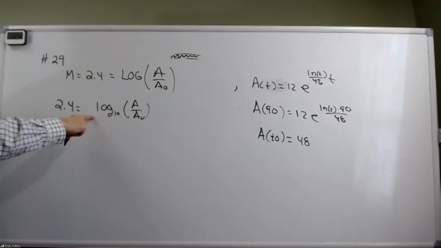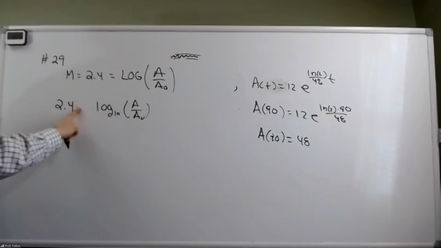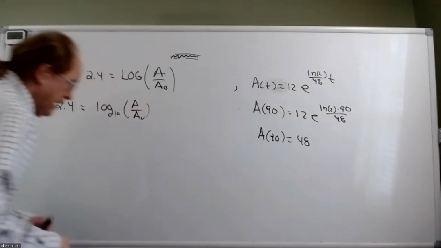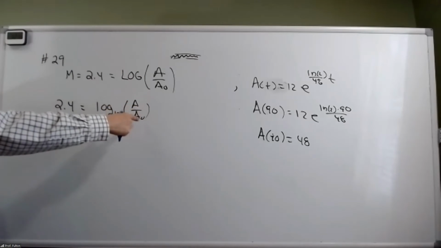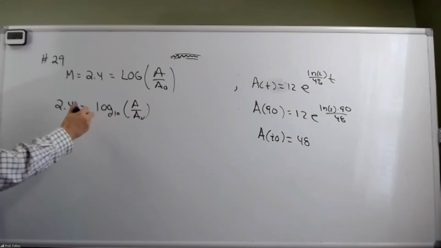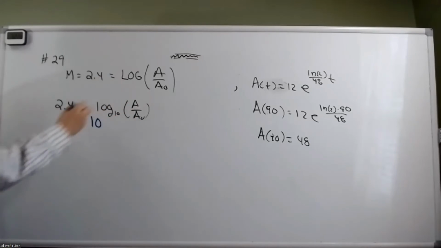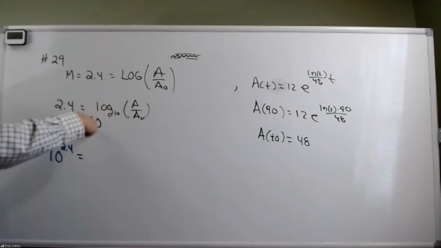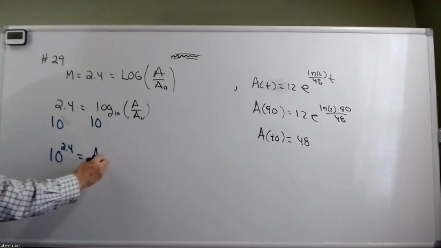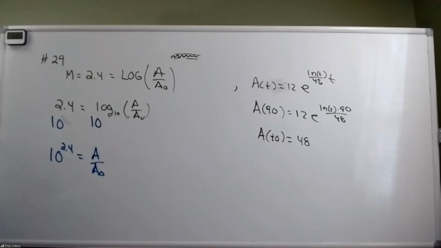To get rid of that, I raise both sides 10 to that power. I want to get the relative relation between a and a0. That's what I'm looking for. So if I take this side and raise it to that power and that side raise it to that power, what happens is I get on the left-hand side 10 to the 2.4. This cancels out. It gives me a over a0.